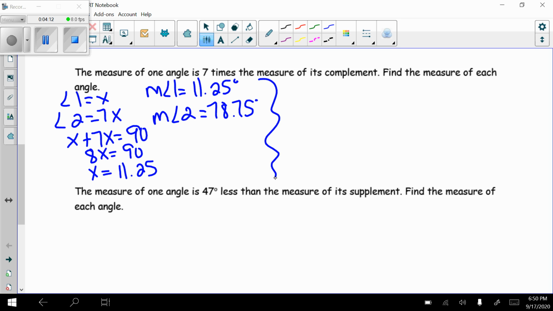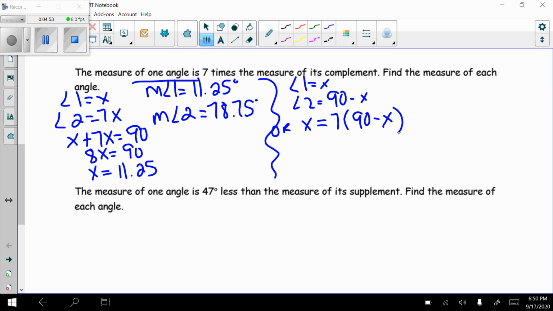So let's look at the other way. Again, I would have to start out naming an angle. I'm going to name angle 1 x again. This time, angle 2 is the complement of angle 1, so I could say angle 2 is 90 minus x. Now I'm going to write an equation based off of what this says. It says the measure of one angle, so angle 1, which is x, is, and "is" always means equals in math, 7 times the measure of its complement. The complement was 90 minus x.